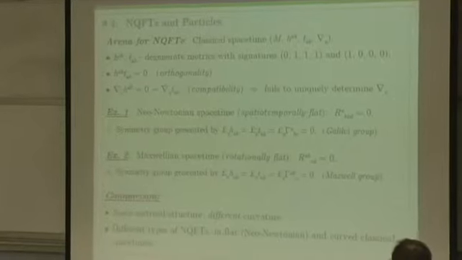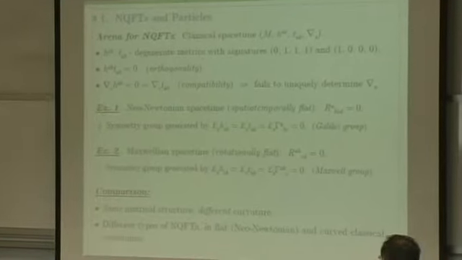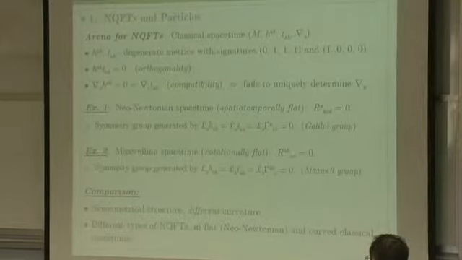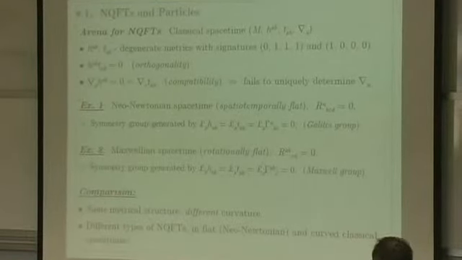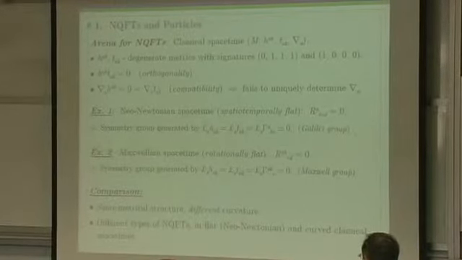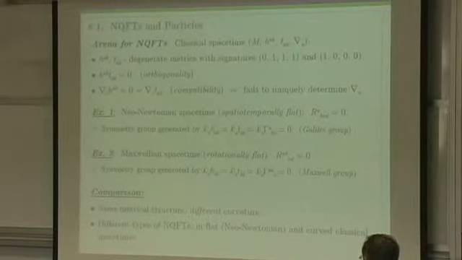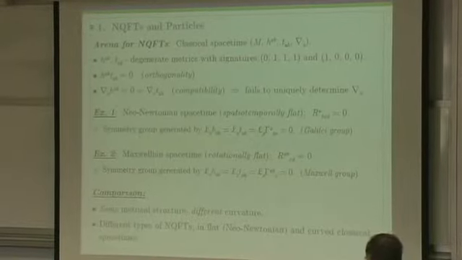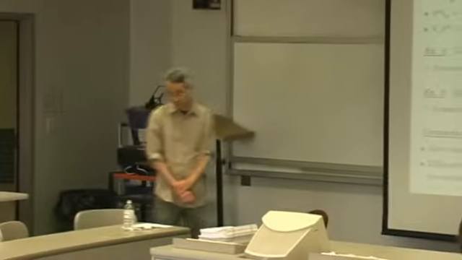So again, different classical spacetimes have the same metrical structure, but different curvature, and all are characterized by absolute spatial and temporal metrics. And corresponding to different types of classical spacetimes, there can be different types of non-relativistic quantum field theories. Some in flat Newtonian spacetime, and others in curved classical spacetimes.